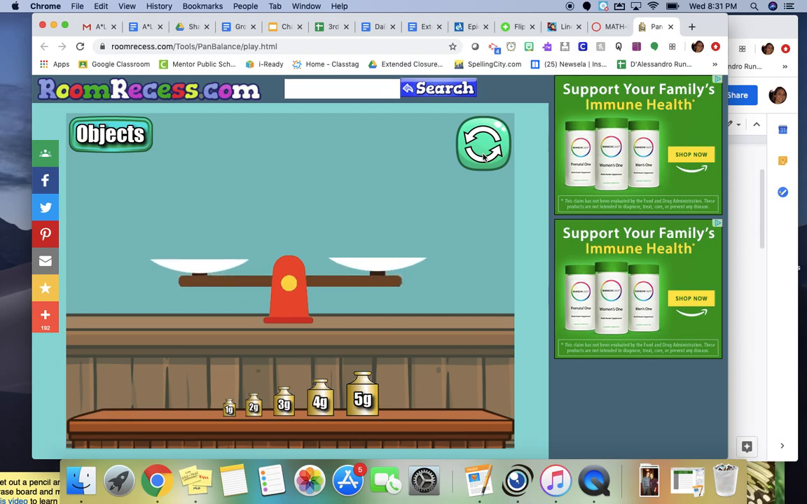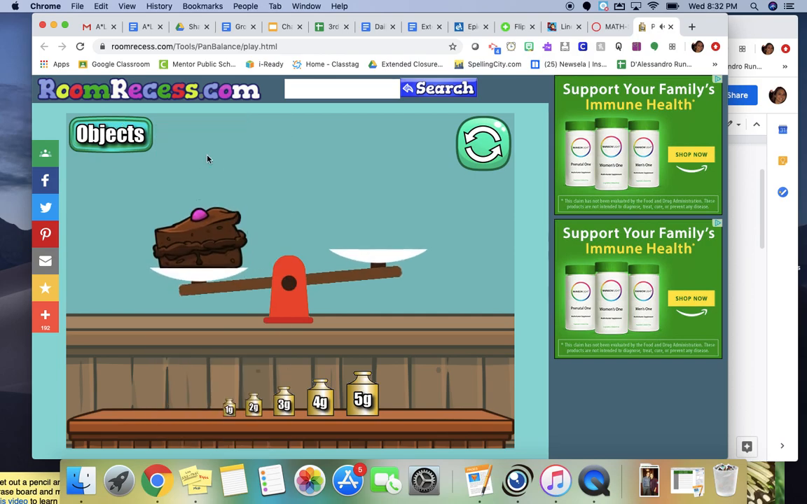And then you are going to be trying some of the other objects. You're going to use the balance scale to weigh the objects. And then you're going to fill out the Google form with a few of the objects telling me how many grams they weigh. So let's try one more together.